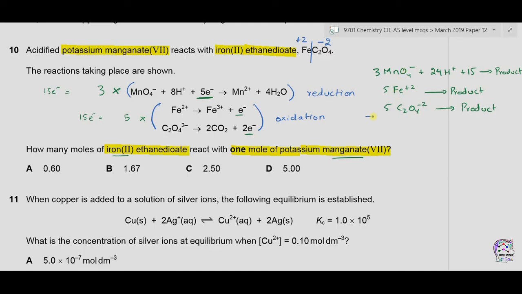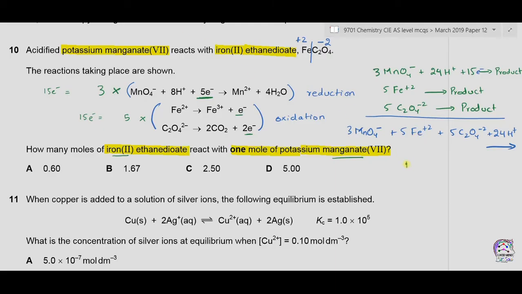Upon adding all these three equations we can get 3 moles of MnO4⁻ reacts with 5 moles of Fe²⁺, 5 moles of C2O4²⁻ plus 24 moles of H⁺, 15 electrons and gives product. So the only concern is with MnO4⁻ and Fe²⁺.